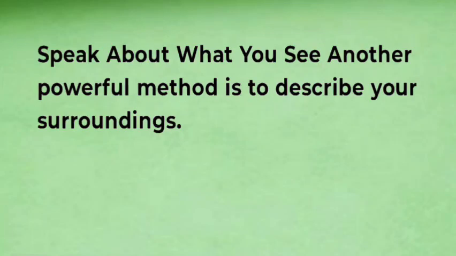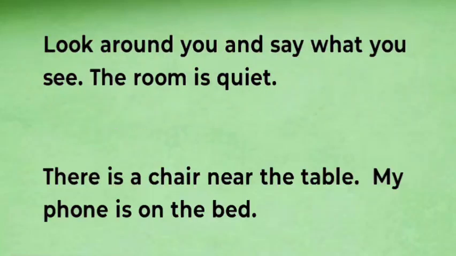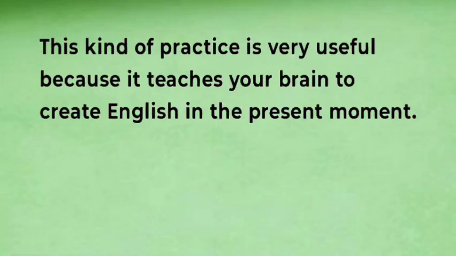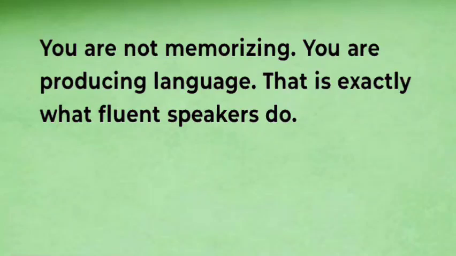Speak about what you see. Another powerful method is to describe your surroundings. Look around you and say what you see. The room is quiet. There's a chair near the table. My phone is on the bed. The weather looks hot today. I can hear people outside. This kind of practice is very useful because it teaches your brain to create English in the present moment. You are not memorizing. You are producing language. That is exactly what fluent speakers do.